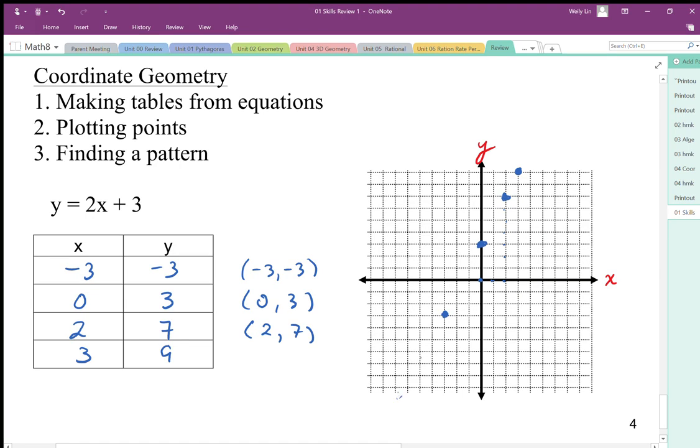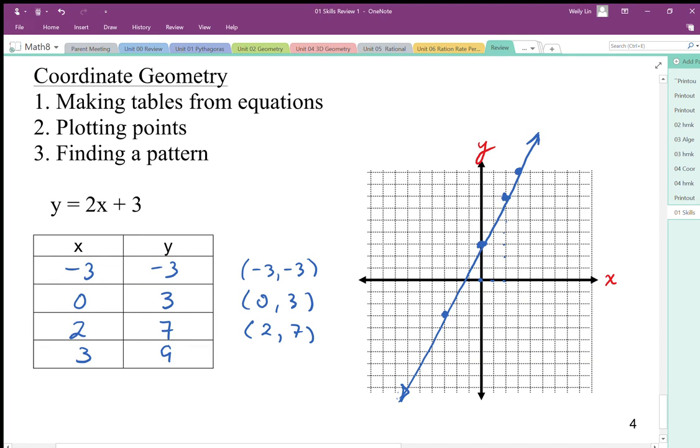So now we can draw a straight line through these coordinates, and that gives us the pattern that we're looking for. So this 2y equals 2x plus 3 gives a pattern on the xy plane that is a straight line, and it looks like this.